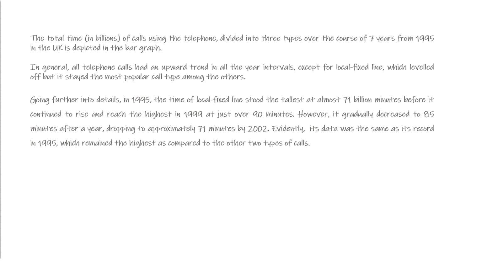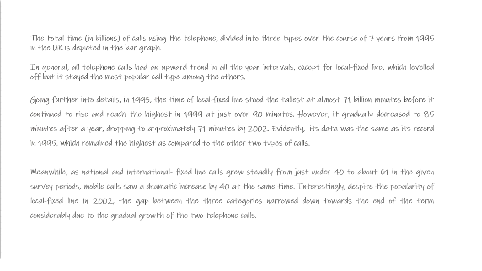2 types of calls. Meanwhile, as national and international fixed line calls grew steadily from just under 40 to about 61 in the given survey periods, mobile calls saw a dramatic increase by 40 at the same time. Interestingly, despite the popularity of local fixed line in 2002, the gap between the 3 categories narrowed down towards the end of the term considerably due to the gradual growth of the 2 telephone calls.